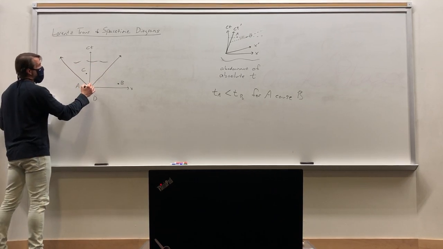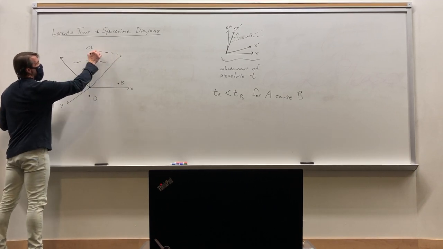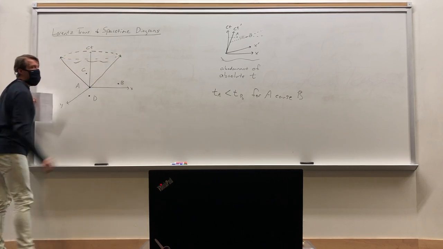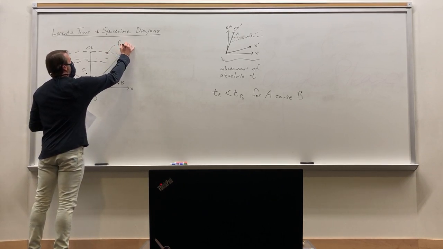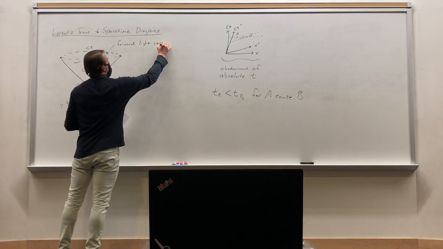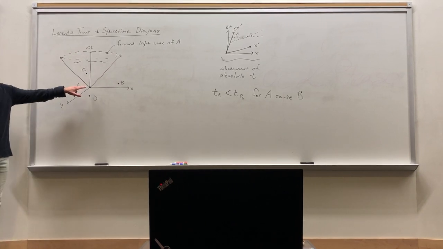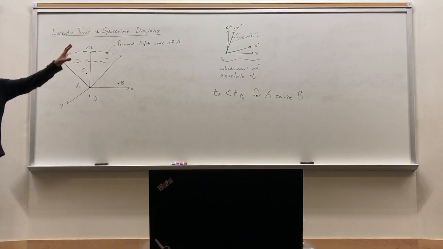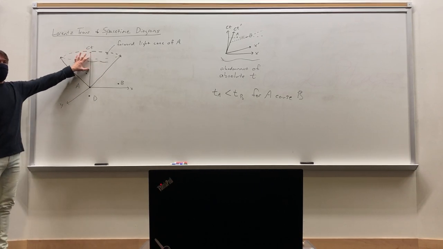Of course, if we want to include a second spatial direction, then this forms a cone. And now we have what is called the forward light cone of A. That is, if you have an event in space-time, that event defines a light cone going forward. And this event can influence anything which happens to lie inside of this light cone.